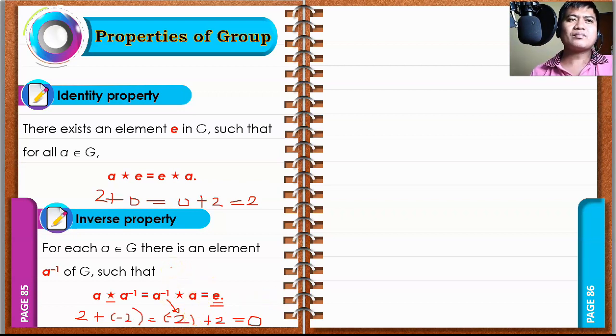It is easy when we are talking about addition of integers. So in addition of integers, our identity element E is 0, while our inverse is negative A. So if A is an integer, the inverse is negative A, and this is for addition of integers.